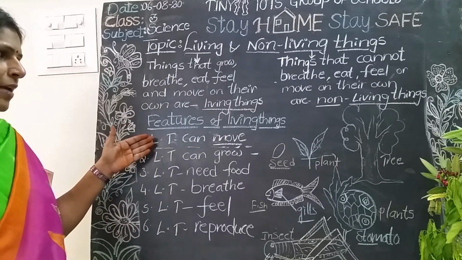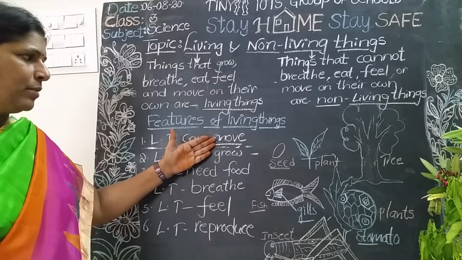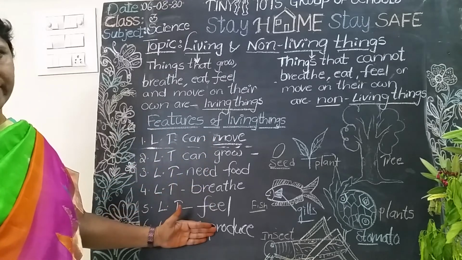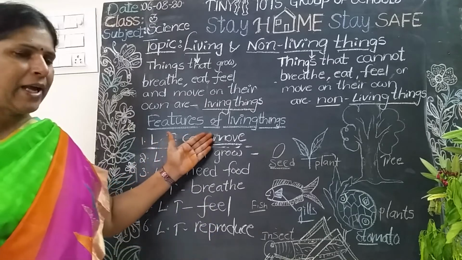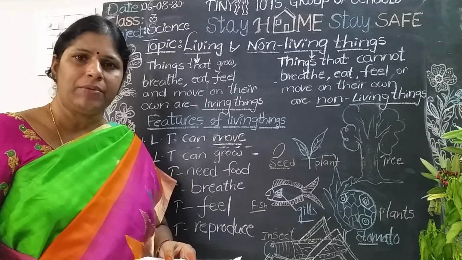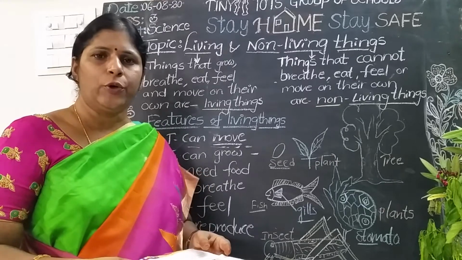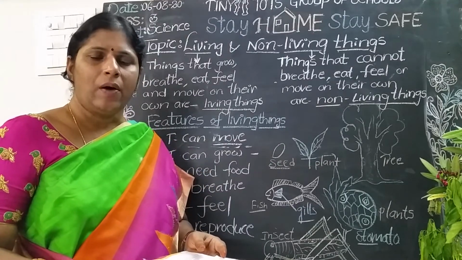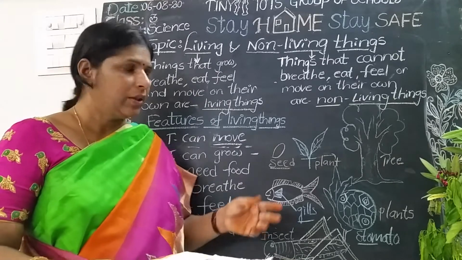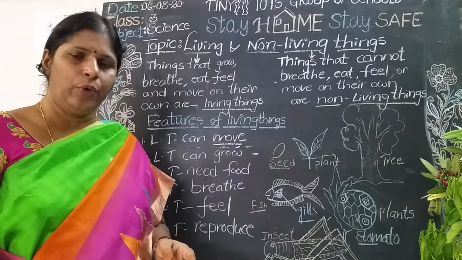All living things can move. What are the features of living things? All living things can move, grow, need food, breathe, feel and reproduce. Now we are all living things. What are the examples of living things? Plants, animals, people, all human beings, all varieties of animals. These are all living things, and all living things can move on their own.